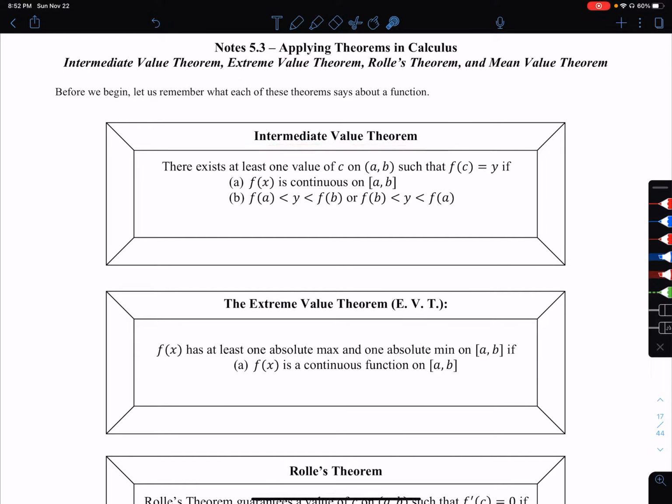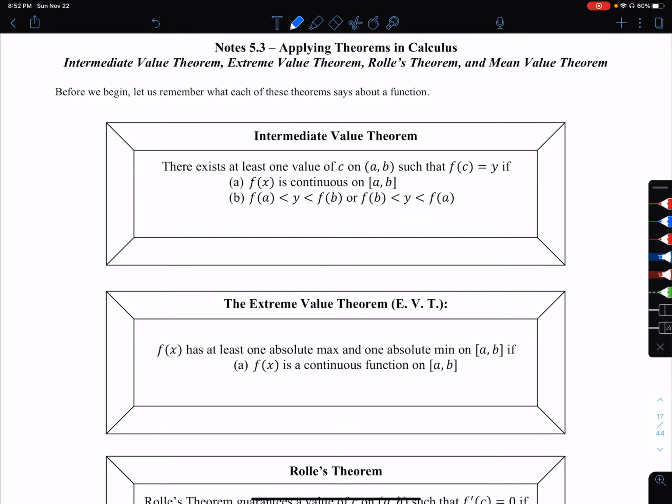Intermediate value theorem says there exists at least one value c, that's an x value, on [a, b] such that f of c equals y, as long as f of x is continuous on this interval, and as long as y is less than the right endpoint and bigger than the left endpoint.